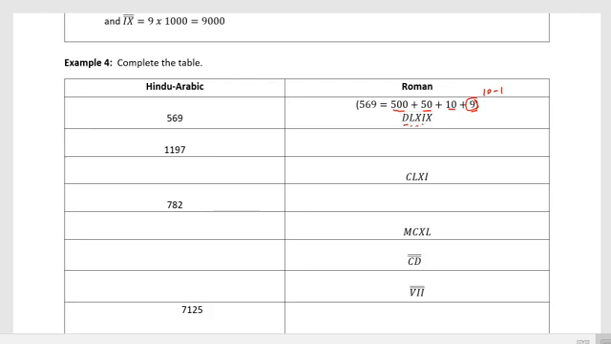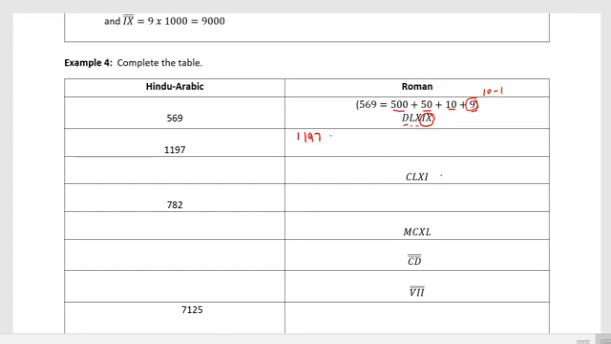So we have our 1 and then we have our 10. So remember, in order to subtract, we write the smaller number in front, in this case the I, and then we have our X.